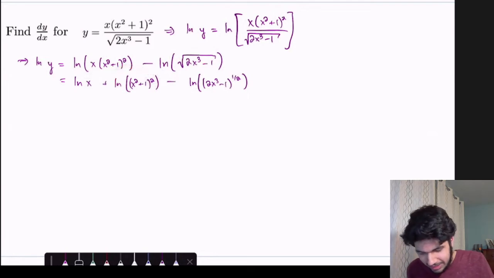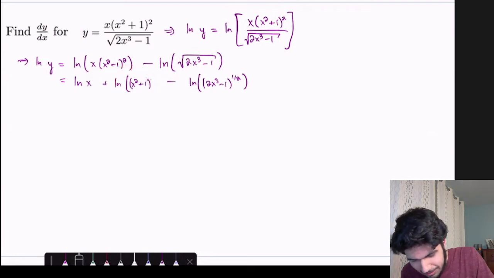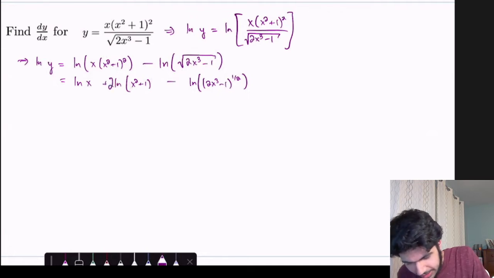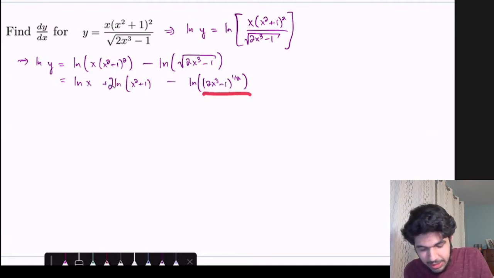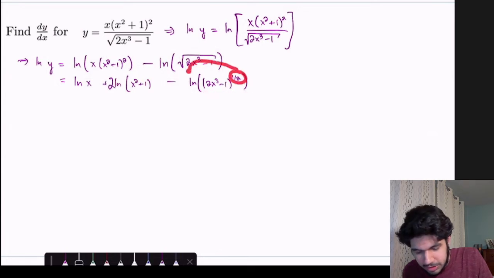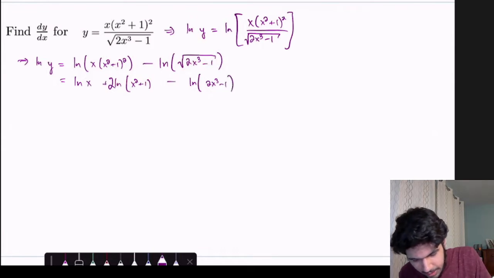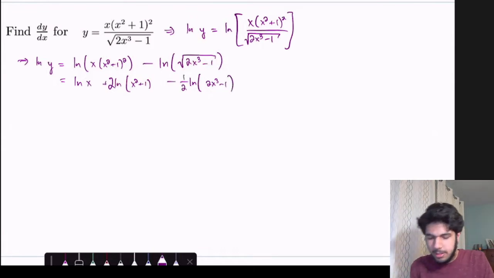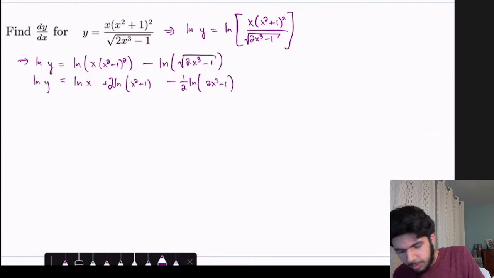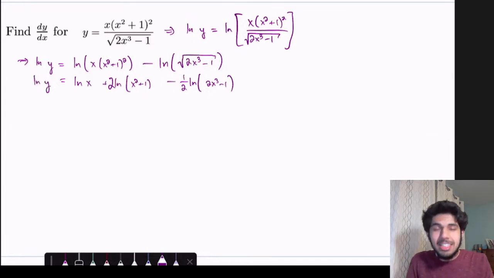So let's do that. I'm just going to erase what I did here, and bring that 2 out front here. And similarly here, we have a 1/2 power. Let's just bring that out in front. So we'll erase that, and bring out a 1/2. And on the left, we still have ln of y. And this looks a little bit easier to handle, right?